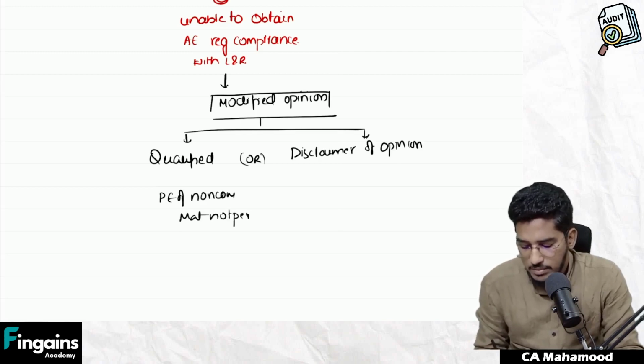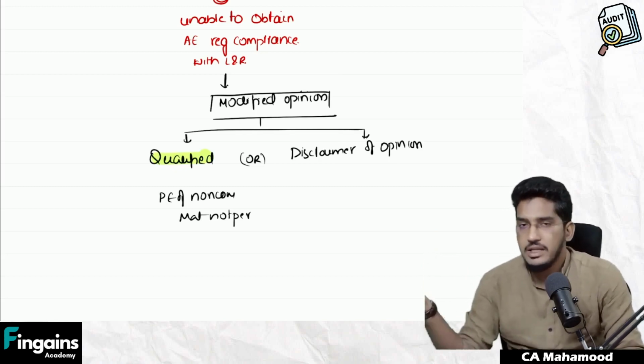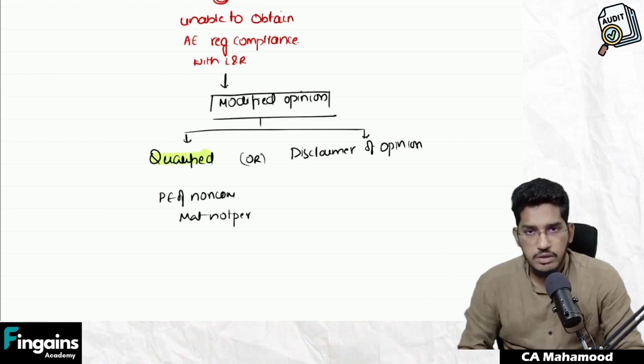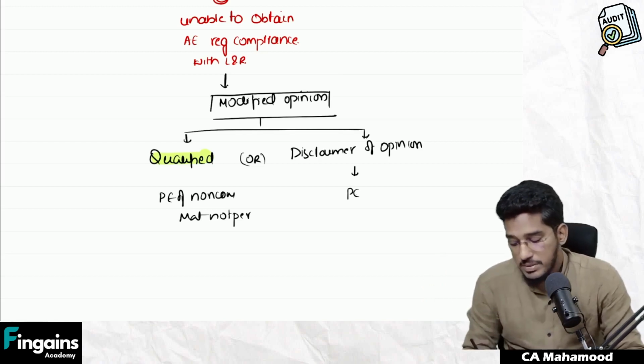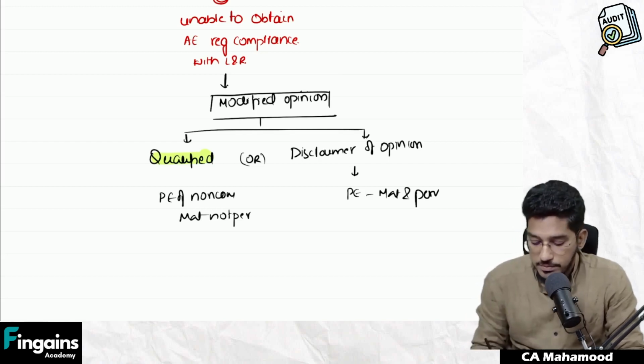If it is only material but not pervasive, we will give what? Qualified opinion. Agreed, we are unable to obtain audit evidence regarding some law, but the possible effect of that undetected misstatement is only material but not pervasive. We will give qualified. If we are unable to obtain audit evidence and the possible effect of that non-compliance is material and also pervasive, then what do we do? Then we will give a disclaimer.